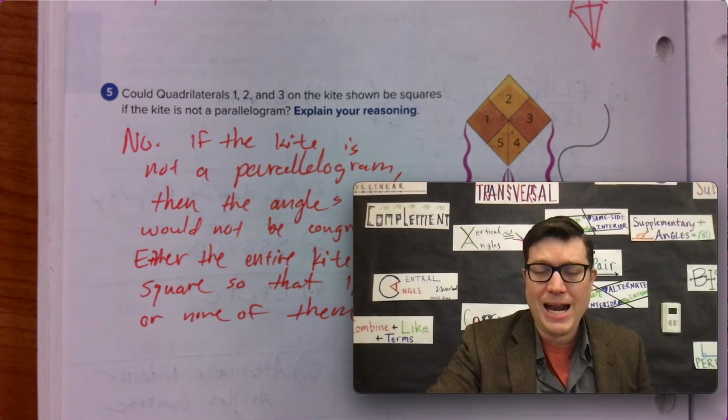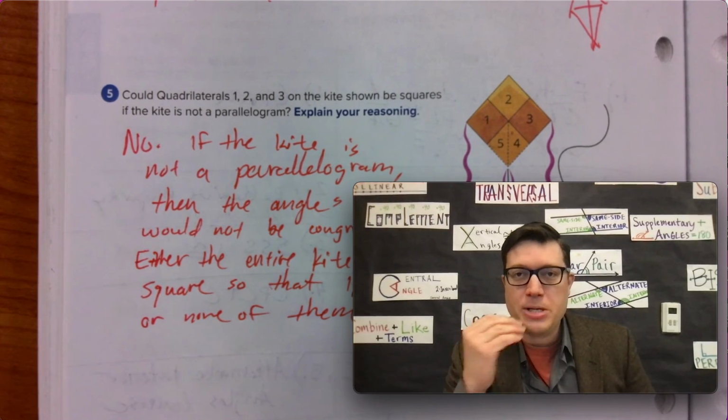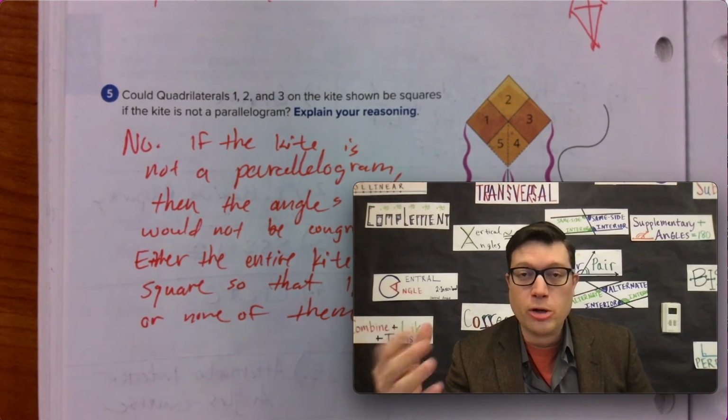You guys, that has been activity 5, some properties of quadrilaterals, parallelograms, kites, etc.